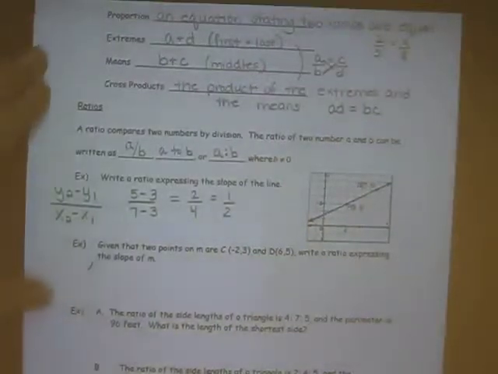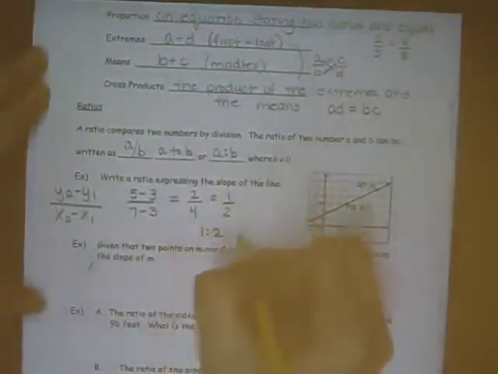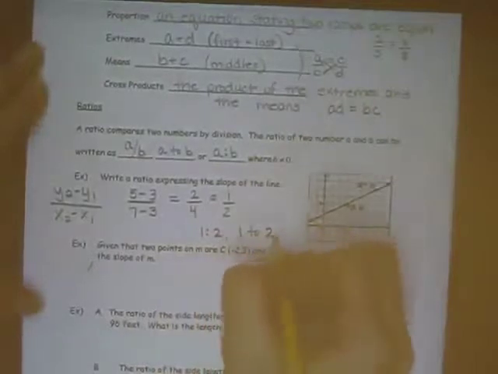You can write that in many different ways. One way is 1 over 2. One way is 1 colon 2. And one way is 1 to 2.